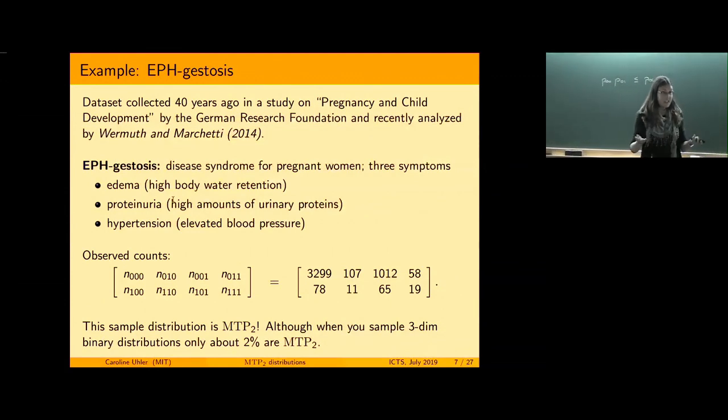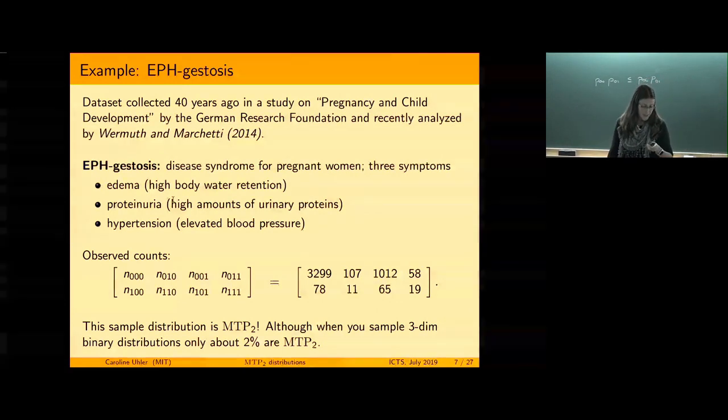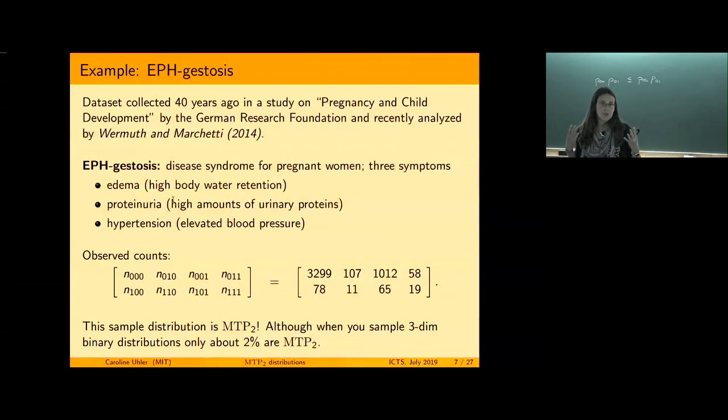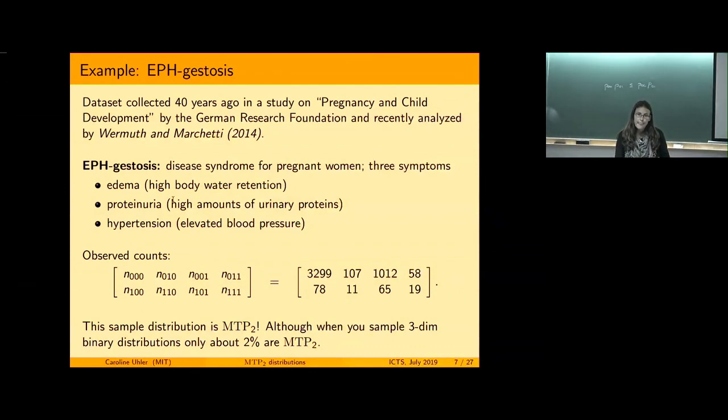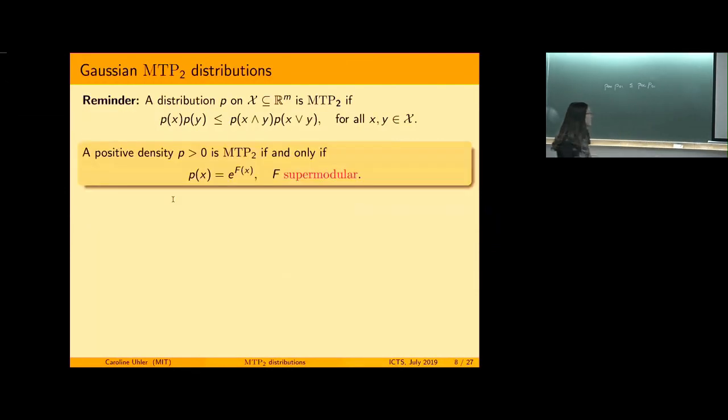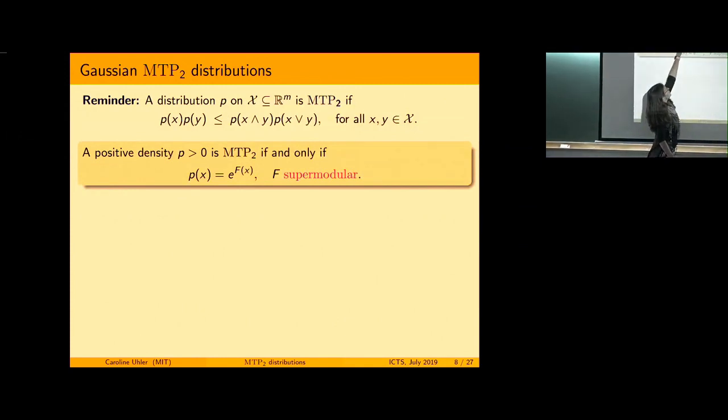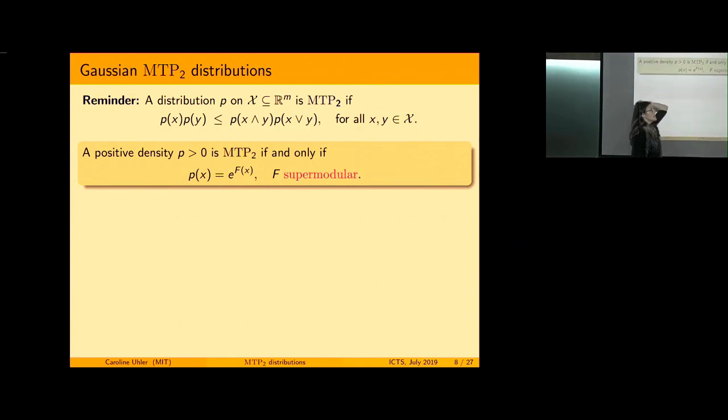Let's maybe also look at a continuous distribution. Here we had a discrete distribution. Let's maybe look at a Gaussian distribution and see what it means for a Gaussian distribution to be MTP2. Okay. So here again, just so that we don't forget the definition, this is again the definition of MTP2. And now, as I already said, a Gaussian distribution is strictly positive, so I can actually take logarithms everywhere. Okay, and so then this is just writing down the definition. It's the same as supermodularity.